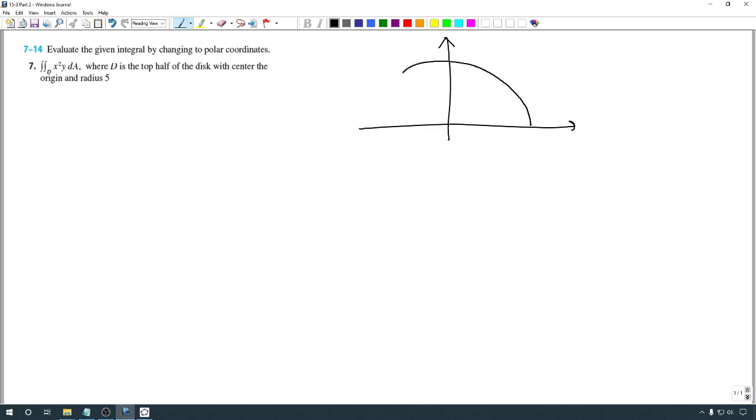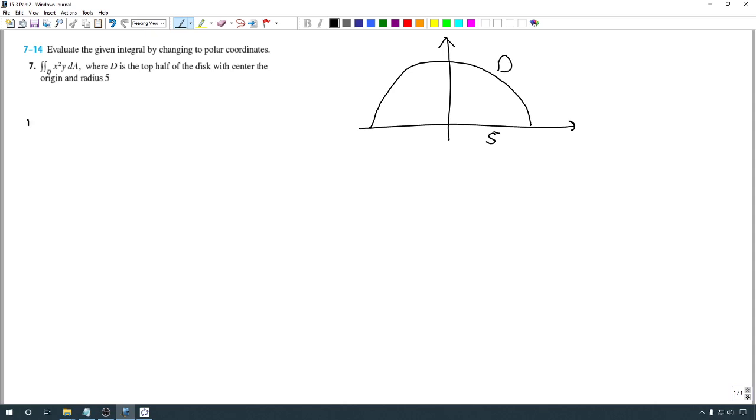So we're not going over the entire disk, we're only looking at this top one. There's a radius of 5. We want to be able to work with this disk, or this half disk, and find this double integral. Now, what are we going to do here?